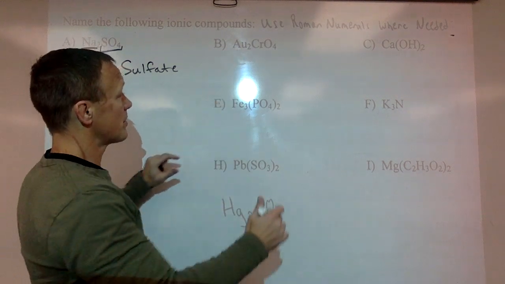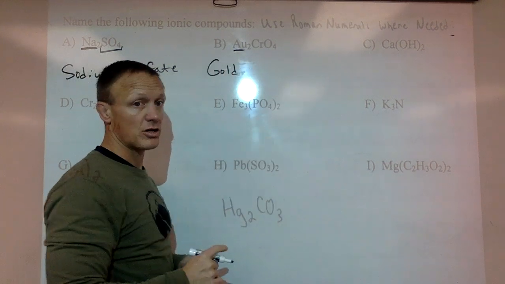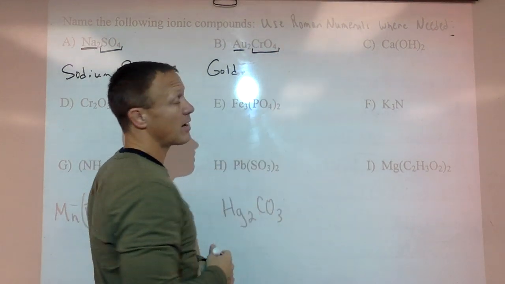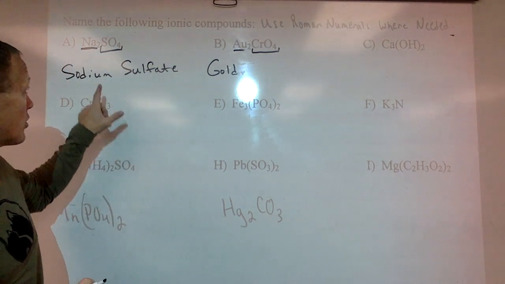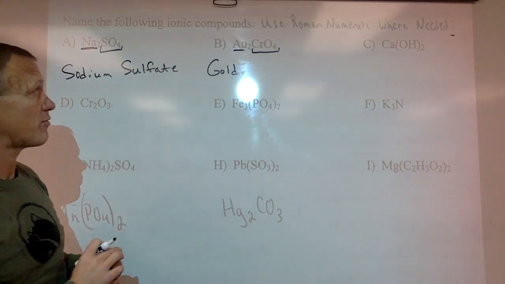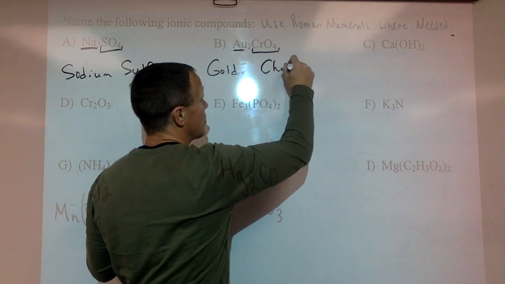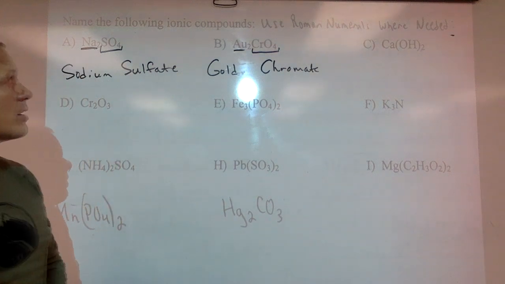This one would need a Roman numeral because gold is a transition element. I will show it to you, but I'm not that concerned right now. So gold, you find this on your polyatomic ions list. Your names will typically only be 2 words. There's a couple that will be 3 words, but gold, you find CrO4. CrO4 is called chromate. Okay, for now, if you can do that.